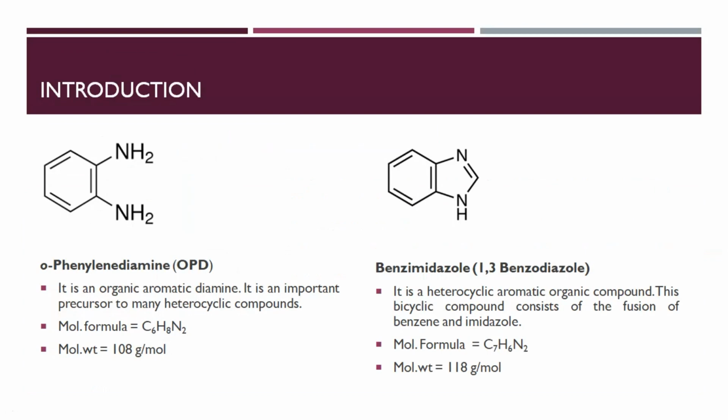You can see the structure of benzimidazole. It is formed by the fusion of benzene and imidazole. It is a bicyclic compound. Also, it is known as 1,3-benzodiazole. Thus, benzimidazole is a heterocyclic aromatic organic compound formed by the fusion of benzene and imidazole. Its molecular formula is C7H6N2 and its molecular weight is 118 grams per mole.